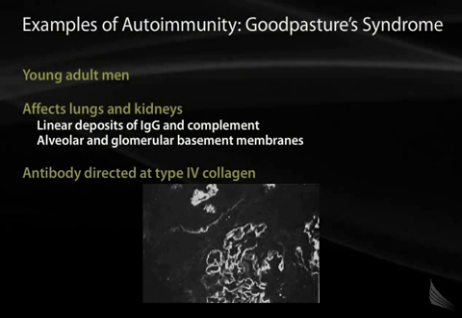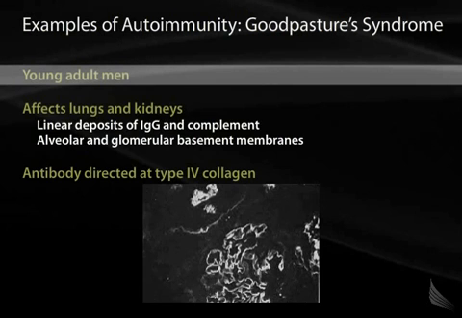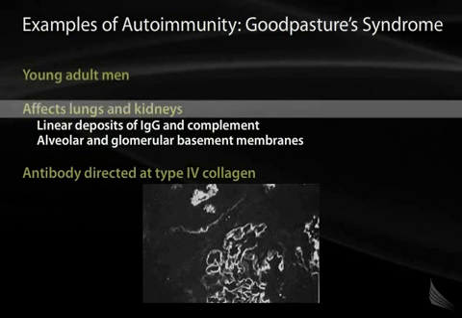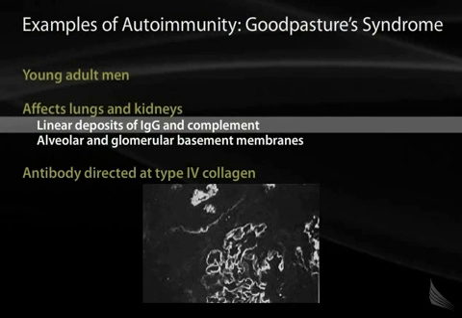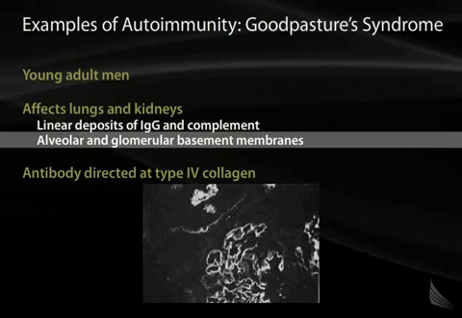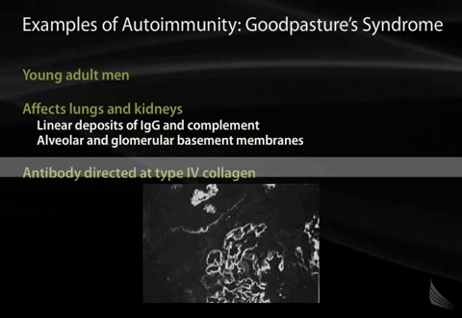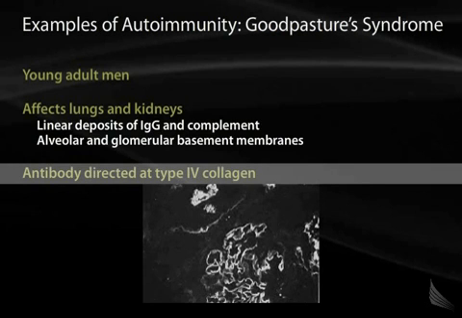In Goodpasture syndrome, similar to Wegener's, we get affected lungs and affected kidneys. Some of the differences here, this is young adult men, okay? And what we see here, linear deposits of IgG and complement along the alveolar and glomerular basement membranes. This is the type 2 hypersensitivity where we have antibodies binding directly to type 4 collagen that is seen, for example, in these alveolar and glomerular basement membranes.